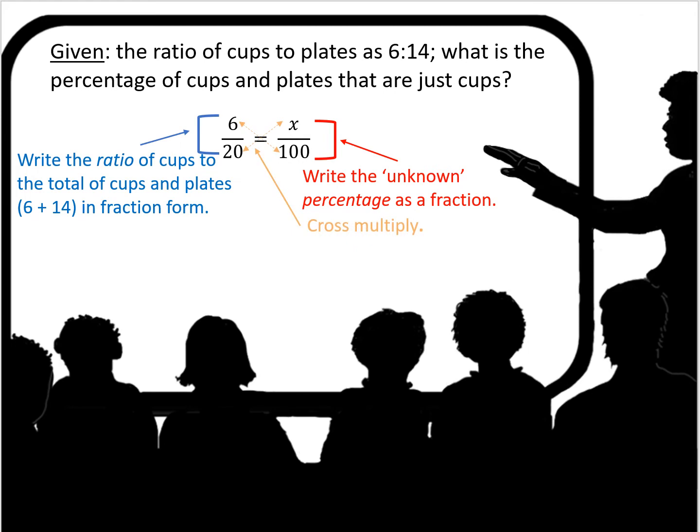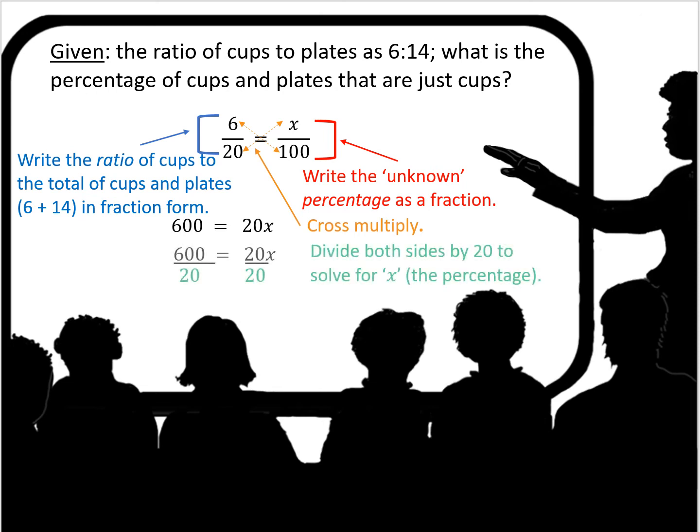We write the unknown percentage also as a fraction, x over 100. Then we're going to cross multiply 20 times x and 6 times 100. We get 600 equals 20x. Then we're going to divide both sides by 20 to isolate the variable x, and we come up with our solution, which is x equals 30%.